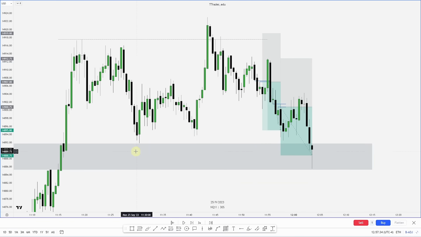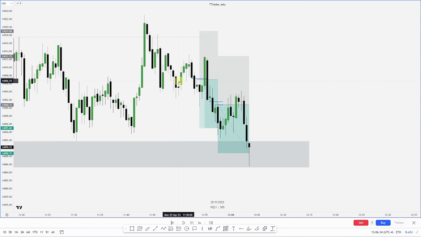So you can see we went from a 15-minute draw into this internal range liquidity to a 5-minute sweep where we swept this high. Then after this 5-minute candle closed down here at 11:50, we look for 30-second fair value gaps to gain an entry.